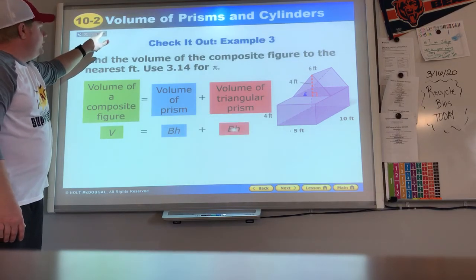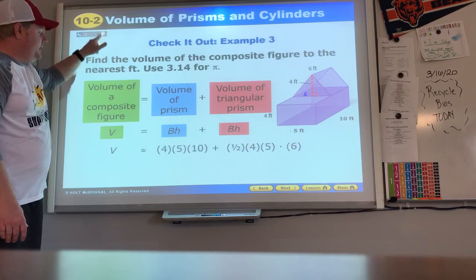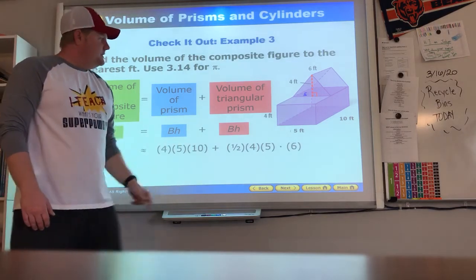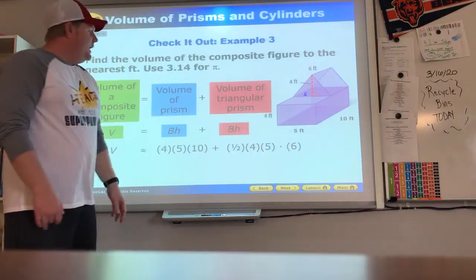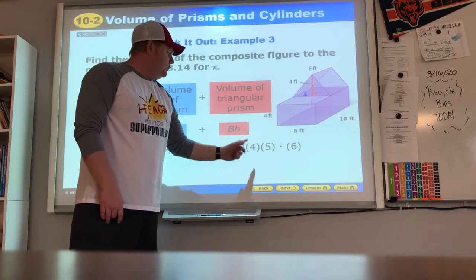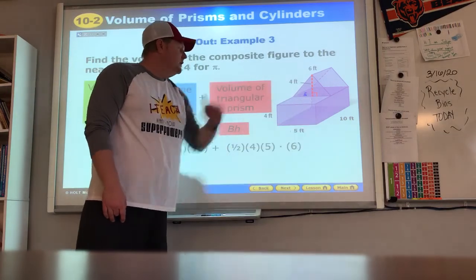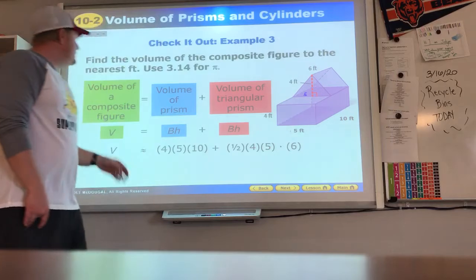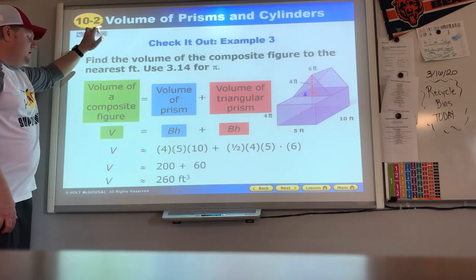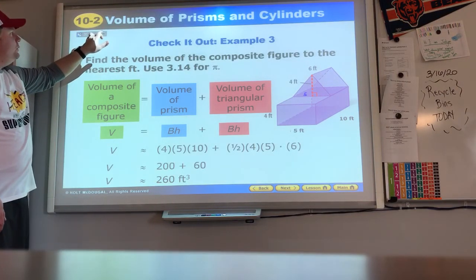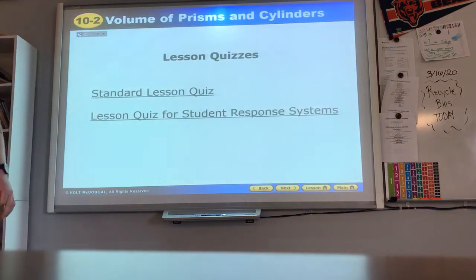So we've got them. You're going to see the same numbers I had. There's the 4 times the 5 times the 10 for that bottom figure. And the 4 times the 5 divided by 2, or multiplied by a half, same thing, for the top figure, times the height of 6. And when they do all their calculations, they do come up with the same answer. Woohoo! All right, try it out.